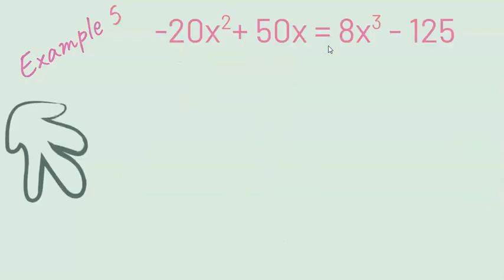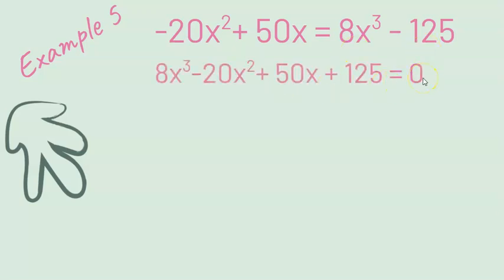All right, example 5 has a lot to it, but I need it to equal 0, so I'm going to subtract the 8x cubed and add the 125. And when I do that, I'm going to go ahead and put them in order. So I'm going to move that x cubed in the front because it should be the leading term, and the 125 in the back because it should be the plain number. But again, I need to subtract the 8x cubed and add the 125 so that I get it equal to 0. And again, I just went ahead and put it in standard form to work with it easier.